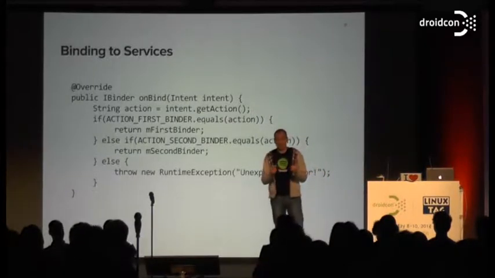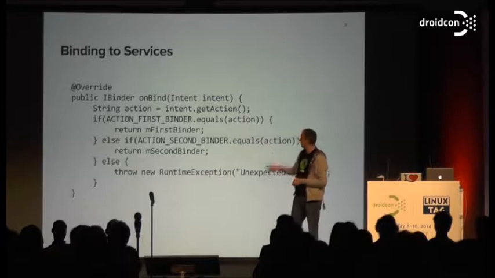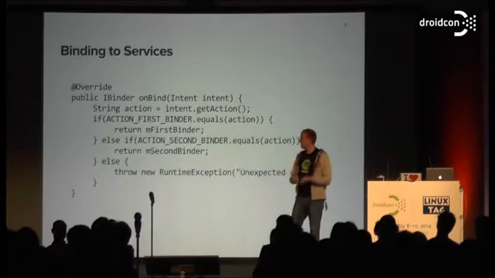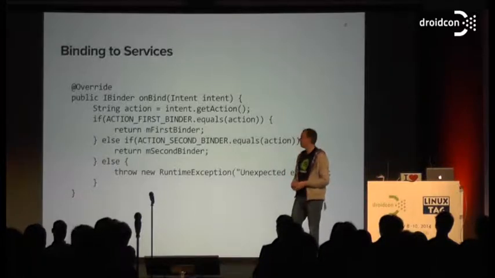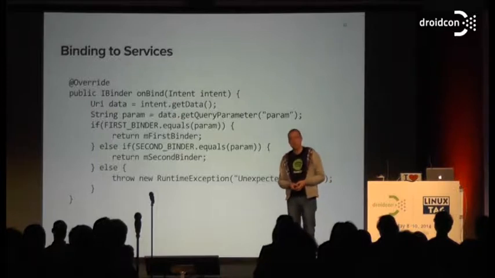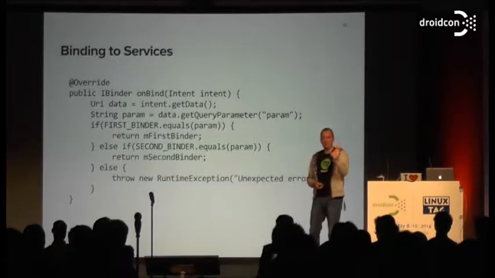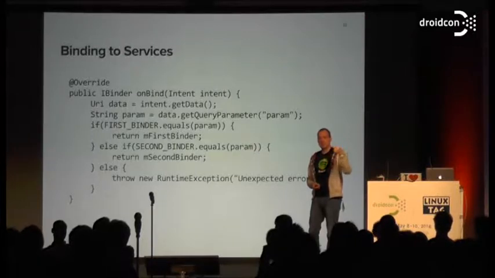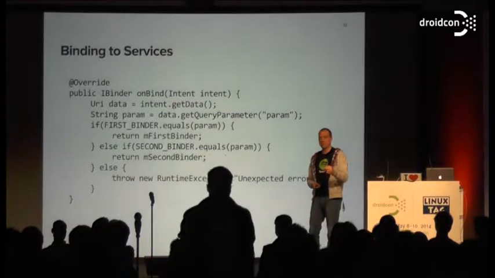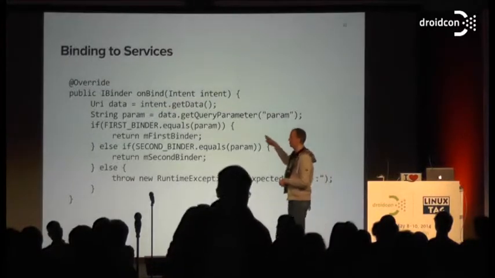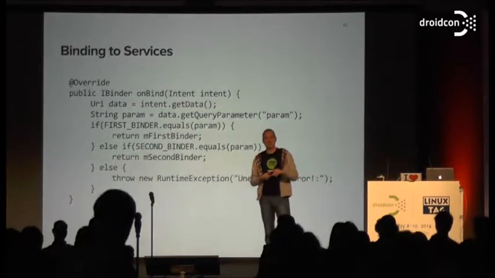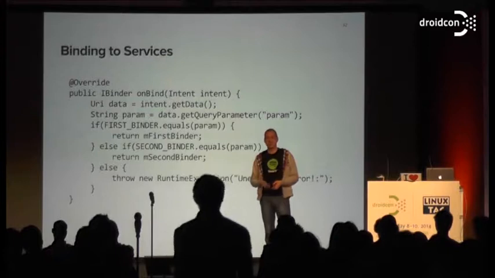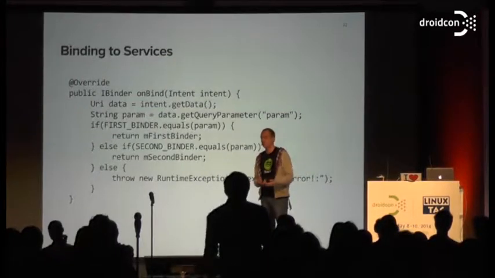So, you can use this to your advantage, basically. You can actually get an action string and filter on the action string and return different binders. That's great. Or, the other option, use the URI, which is actually the same. So you can have one action string, but it decides whether the intent is unique by looking at the action string and the data URI. You can pass parameters into onBind through the intent in the URI. You can't add extras when you bind into the intent, you can't do that. But this is a way to actually pass parameters when you bind into the service.